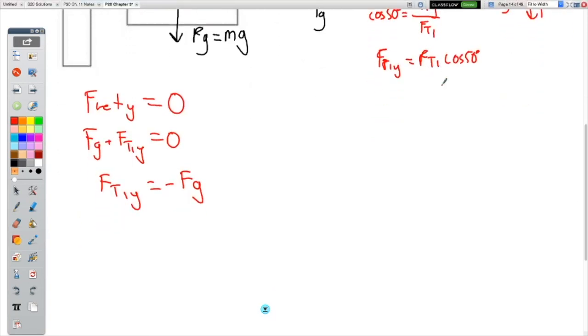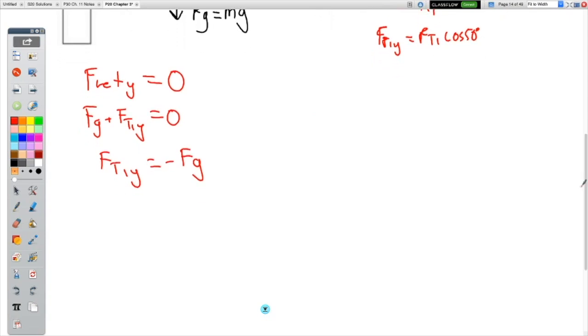I'm doing that because now when I go back down here, I'll be able to solve for Ft1 right away. Alternatively, I could have found Ft1y with this expression here, then gone up to this guy and then figured out Ft1 after. I'm just compressing two steps into one here. So Ft1y is Ft1, the overall tension, times cos of 50 degrees, and that's equal to negative Fg.